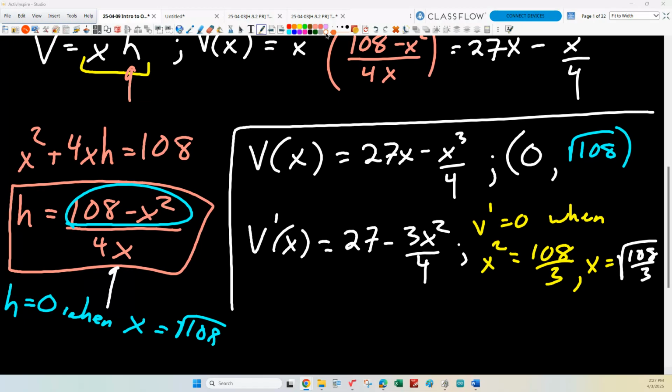How'd I get that? I just set it equal to 0. So when 3/4 x squared equals 27, then I just multiplied by 4 and divided by 3. Yeah. Okay.